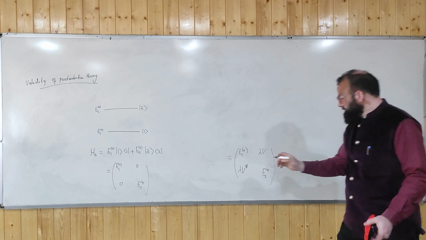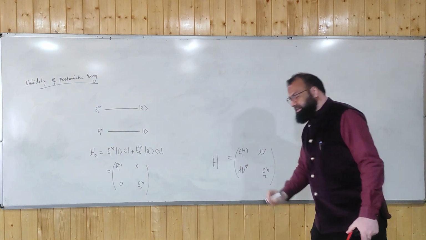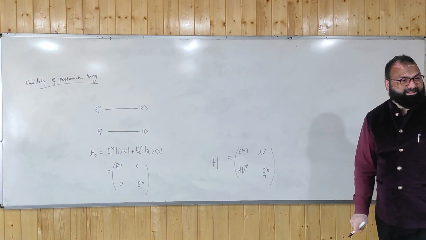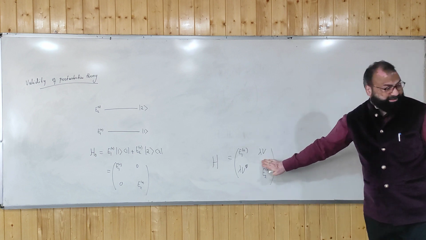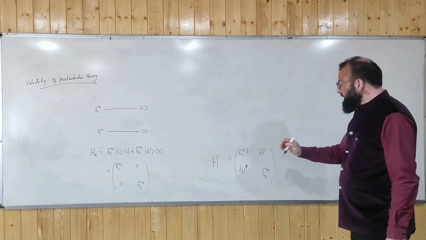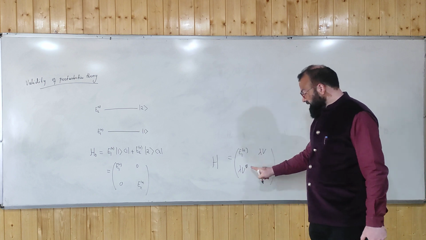So how to do it? Now let's try to diagonalize it. Clear? Okay, so our lambda is a very small quantity. Let's diagonalize it. Now tell me how to diagonalize it.